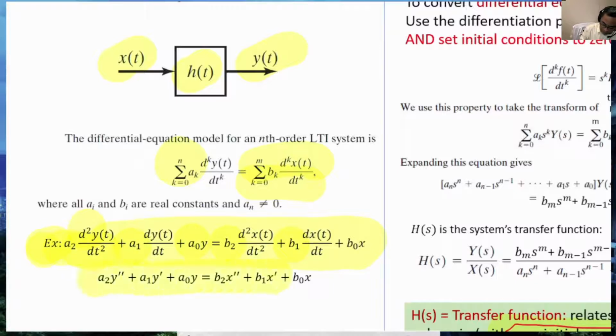Sometimes we are lazy. We do not want to write dy/dt or d^2y/dt^2. We use the double prime to denote a second derivative and single prime to denote the first derivative. Correspondingly, the right hand side is the same. So we have a second order differential equation with constant coefficients.